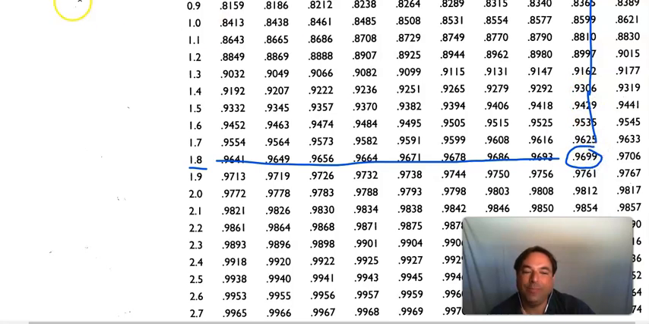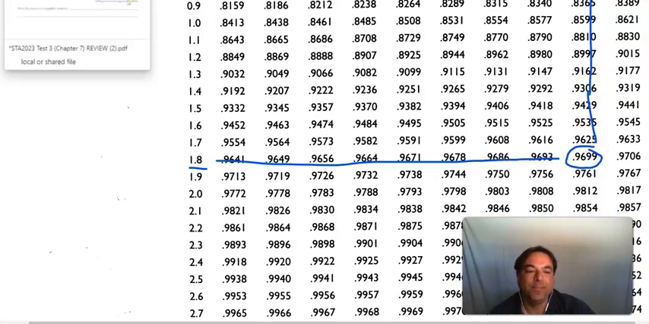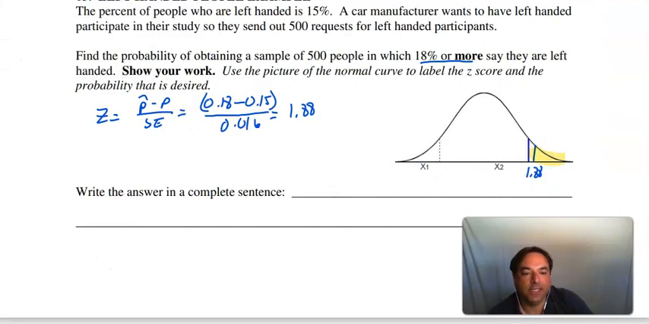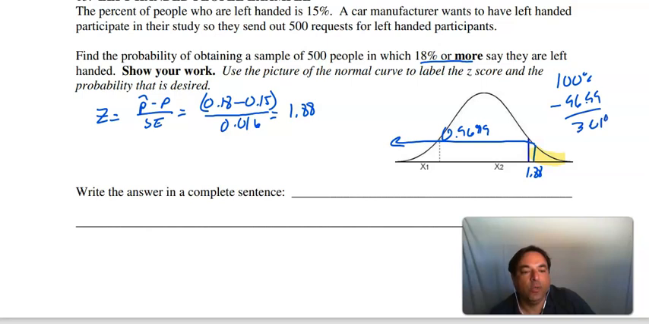0.9699. Remember, the table always tells us less than 0.9699, so to the left is 0.9699. But remember, we're looking for more than. So 100 minus 96.99 gives us 3.01%. Now, before we write that in a sentence, let's check it in the calculator.